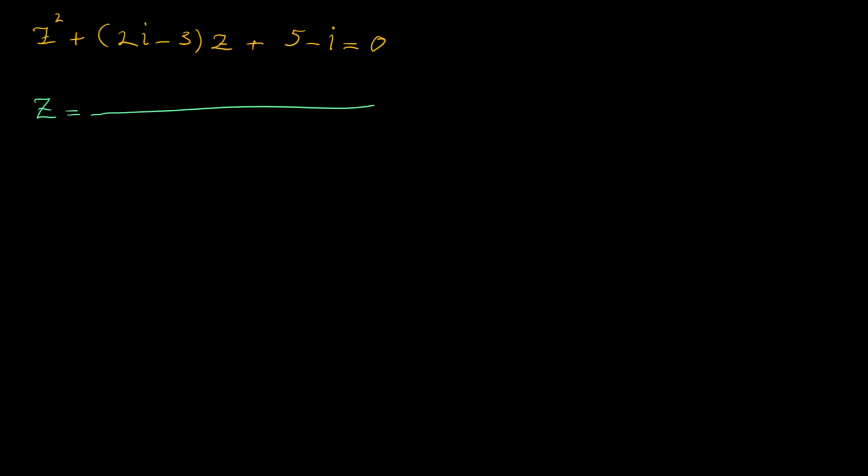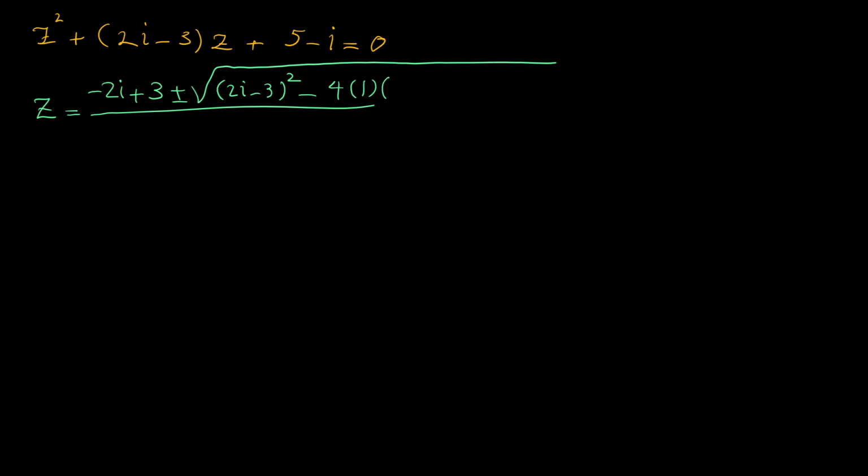Let's go to the next question. z squared plus 2i minus 3 times z plus 5 minus i equals 0. For finding z, again we use the quadratic formula. So z equals negative b, which would be negative 2i minus 3, plus minus radical b squared. b is 2i minus 3, which you have to raise to the 2, minus 4 times a, which is 1, times c, which is 5 minus i, all over 2.